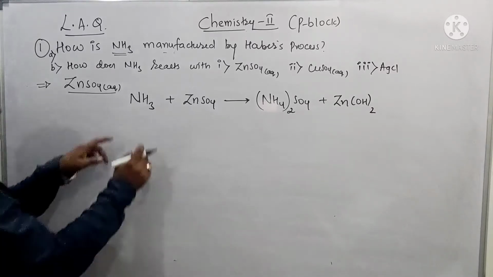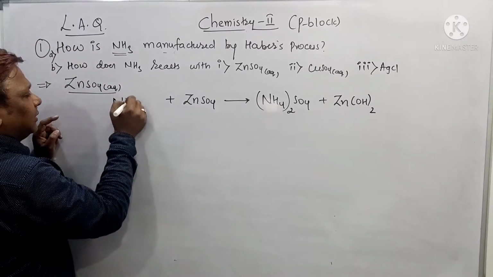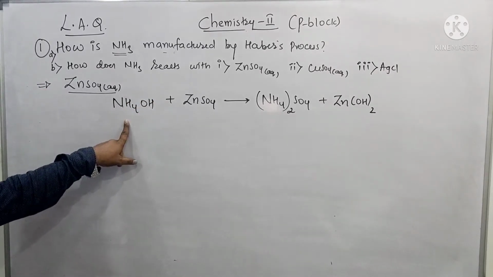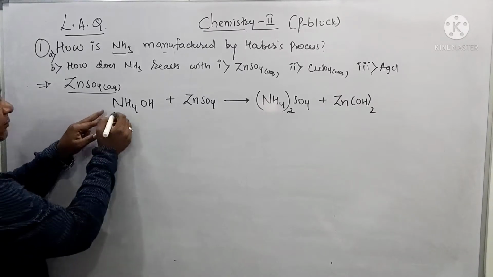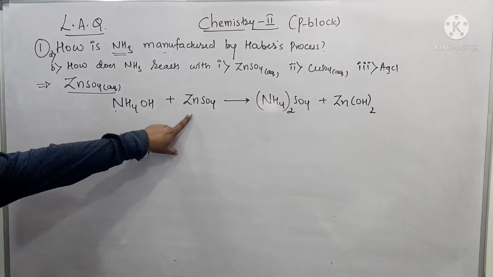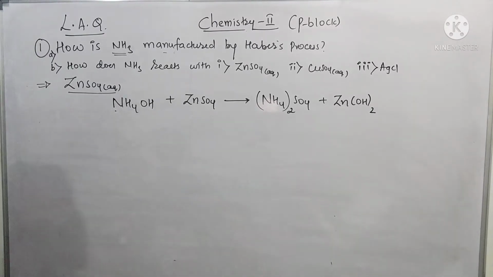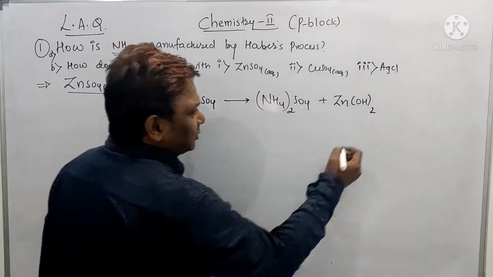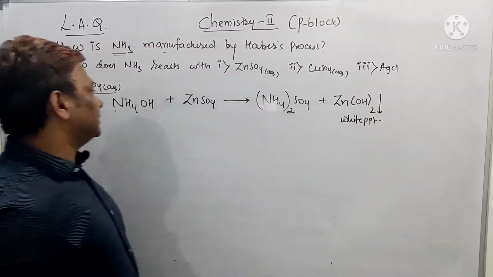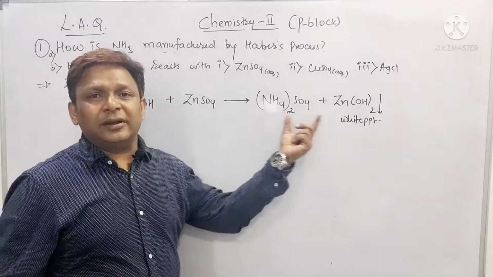But you know, beta, ammonia gas cannot directly react with ZnSO4. What should I take? Aqueous solution of ammonia, nothing but NH4OH. Is it clear, beta? Ammonia solution. Actually, I should not write NH3, but I should write ammoniacal solution or ammonium hydroxide. It reacts with ZnSO4 and gives ammonium sulfate and zinc hydroxide. This zinc hydroxide is a white precipitate. Is it clear, beta? Ammonium hydroxide on combining with zinc sulfate gives ammonium sulfate and zinc hydroxide.